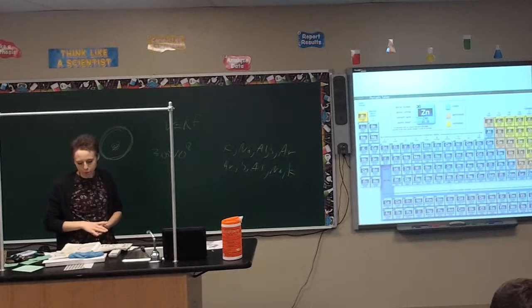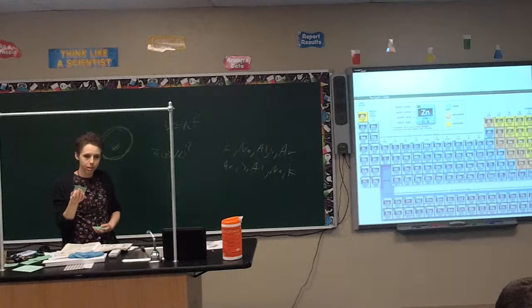What's the third quantum number? What does it describe? Magnetic. Good job. What does it describe? Orientation in space. Good job, how it's positioned.